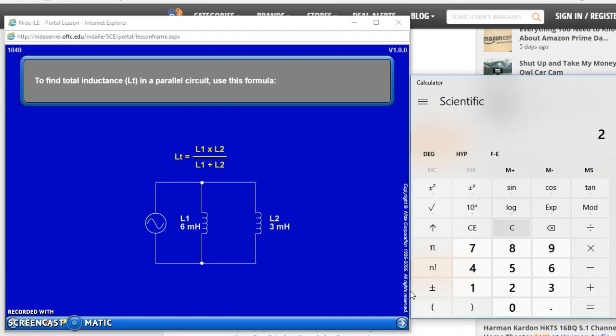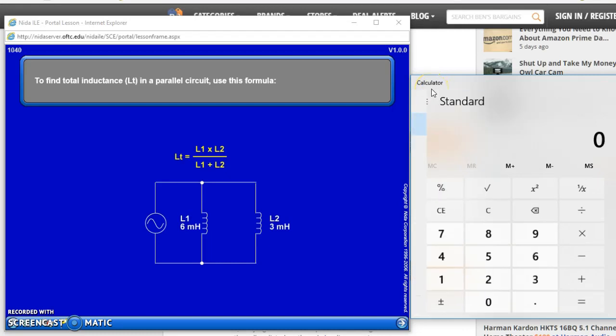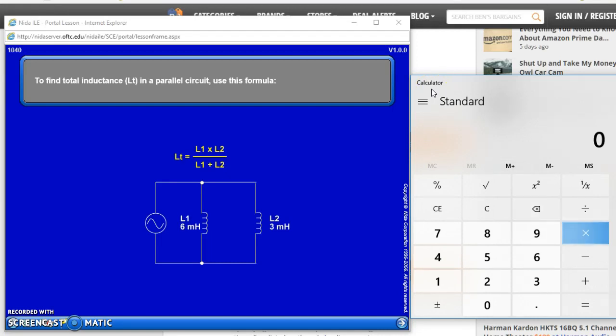And again, that is the product over sum. We multiplied 6 times 3, got an answer of 18. We added 6 plus 3, got an answer of 9. Did the math, and got 2. But we can also do the reciprocal if your calculator has a reciprocal button. I'm looking. I don't honestly see that this calculator does. And normally the Windows version of the calculators, go back to the standard. Yep, it does. This is your reciprocal button right here, the 1 over x.